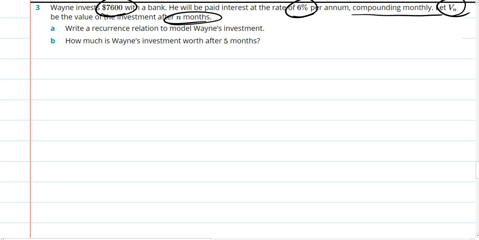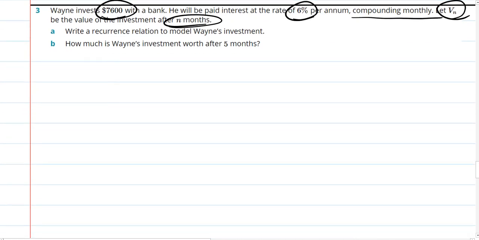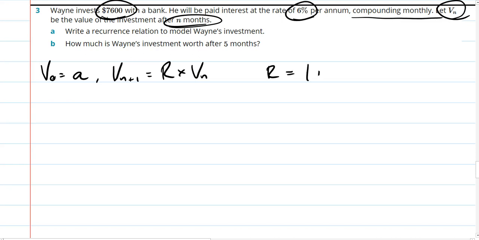So, things we're going to need. A recurrence relation for compound interest generally looks like V0 is equal to A, the principal. Vn plus 1 is equal to R times Vn. R is 1 plus little r over n over 100. Let's make that a bit neater. The little r is the rate. n is compounds per year. So how often do we compound?